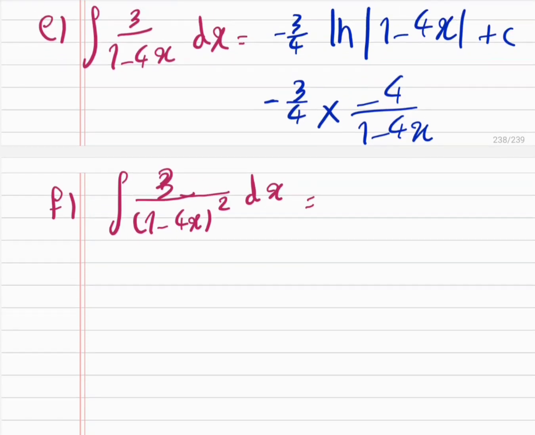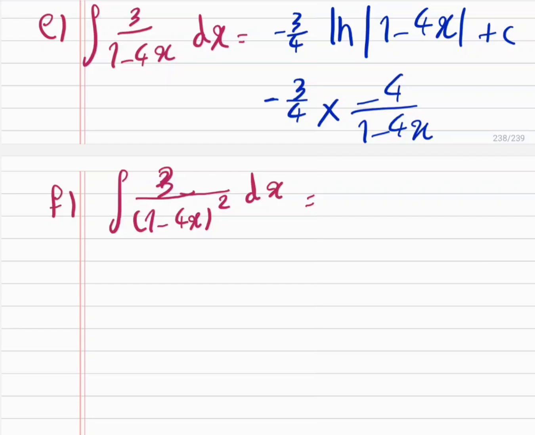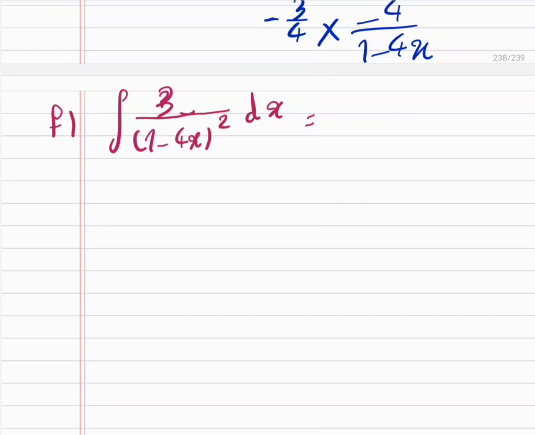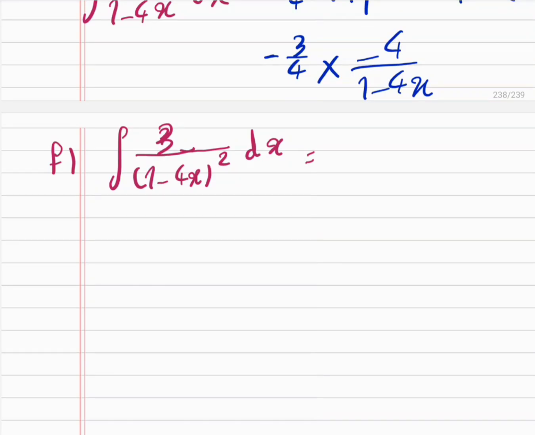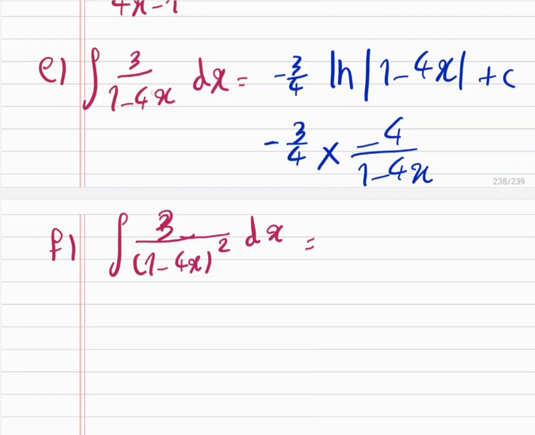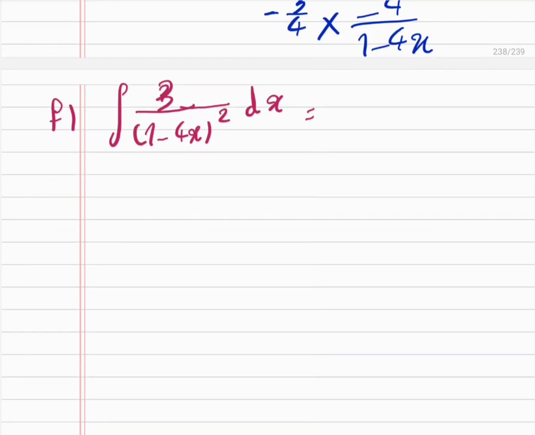Now for the next part, which is 3 over 1 minus 4x squared. Here we should be careful, because we can no longer use ln. The denominator is a quadratic, but the numerator is just a constant, which means the numerator isn't the derivative of the denominator, as opposed to the previous case where we had a linear function and then a constant. There should be only one unit difference between the order of the highest x power. In this case the difference is 2, so that's why it cannot be ln.